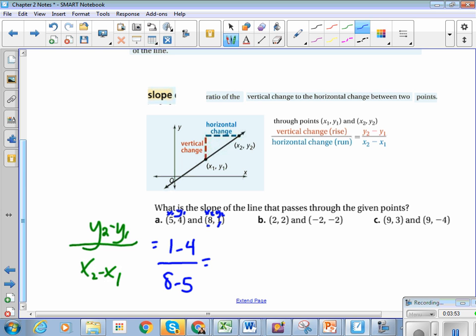Make sure you can add and subtract integer values, because 1 minus 4 is -3, and 8 minus 5 is 3. And then make sure you can simplify fractions, because on a quiz, if you put -3 over 3, it'll automatically be marked wrong, even though that is technically the right answer, because you have to simplify your slope. And it's equal to -1.